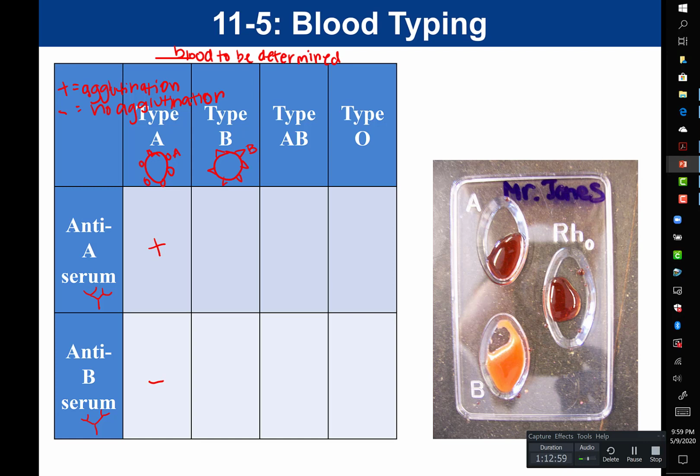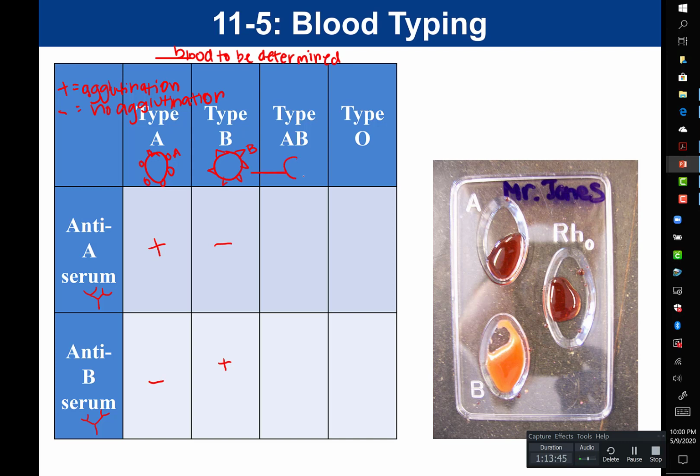If we have B carbohydrates on the blood cell and we mix it with anti-A antibodies, will the anti-A antibodies bind to the B blood? The answer is no, because this antibody does not have the corresponding shape. So we get no agglutination. We take this type B blood and now mix it with anti-B serum. Will we get agglutination? The answer is yes, because the anti-B antibodies are going to recognize that B carbohydrate, and therefore you're going to get binding and agglutination.